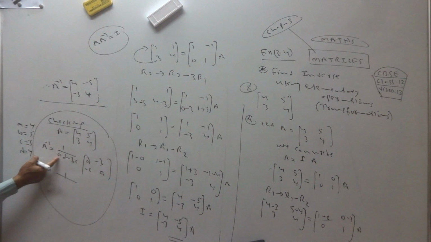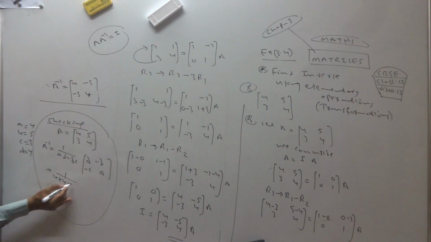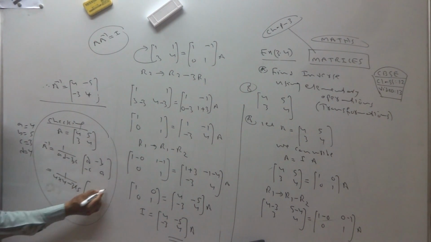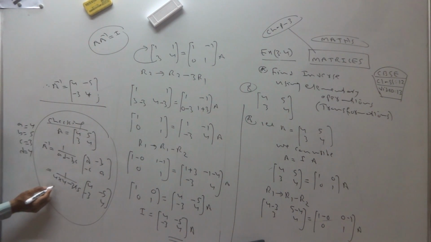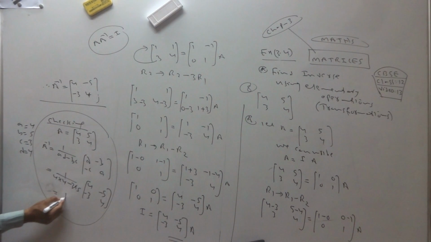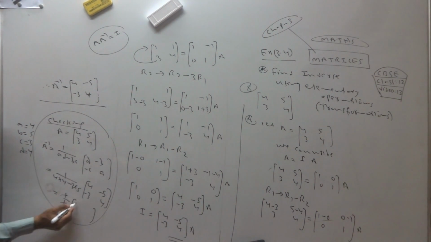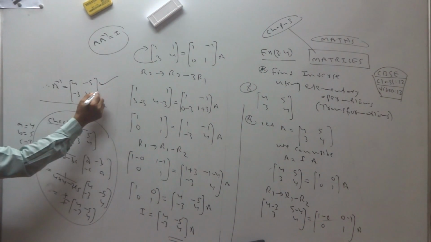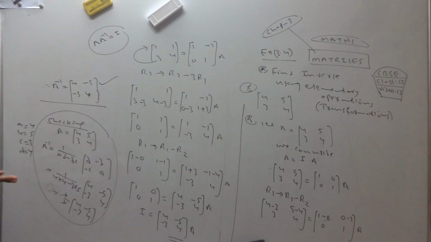So substitute AD: 4 into 4, BC: 5 into 3. 16 minus 15, 1. 1 by 1, times [4 minus 5; minus 3 4]. Check your answer: [4 minus 5; minus 3 4]. So it is correct. Got it? You can check the answer also using this technique. Checking the answer.